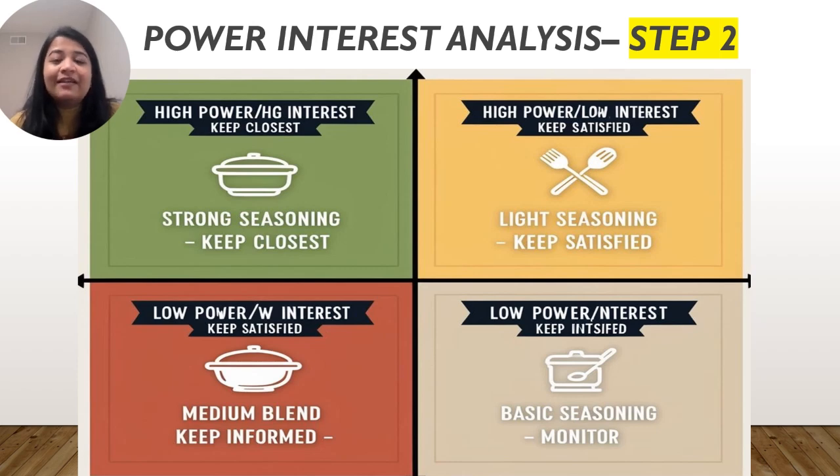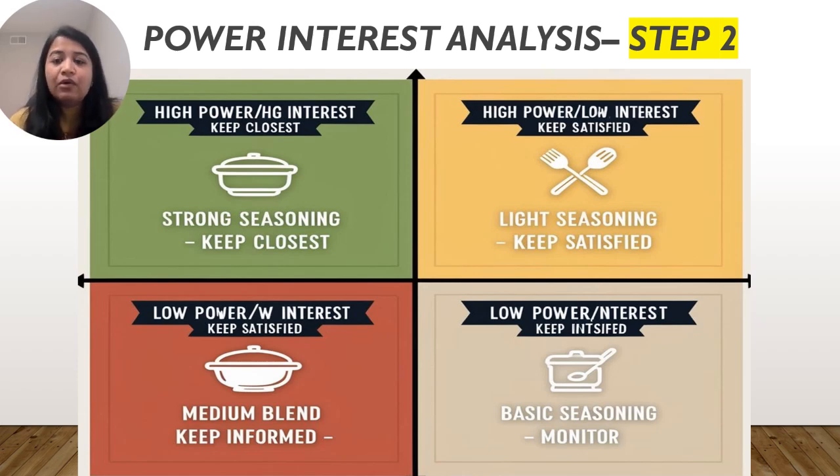Next we have high power but low interest. That's where we'll be keeping the seasoning light as far as our cooking dish is concerned. So we have to keep these kinds of stakeholders satisfied by updating them regularly, let's say after a couple of days or as agreed on as per the engagement plan. So these will be considered as high power but having low interest in the project.